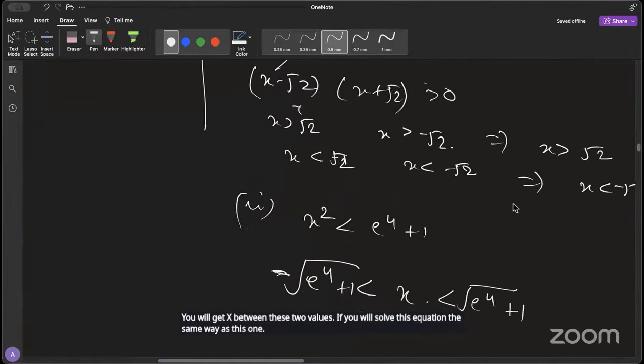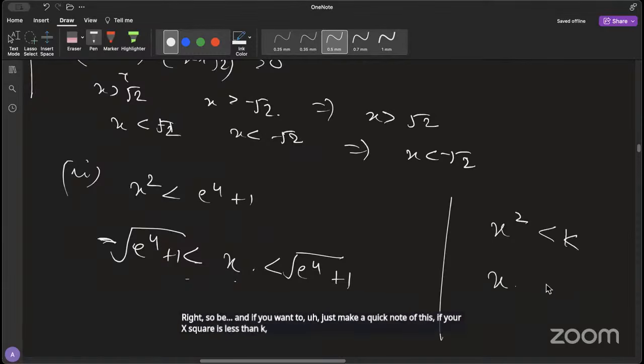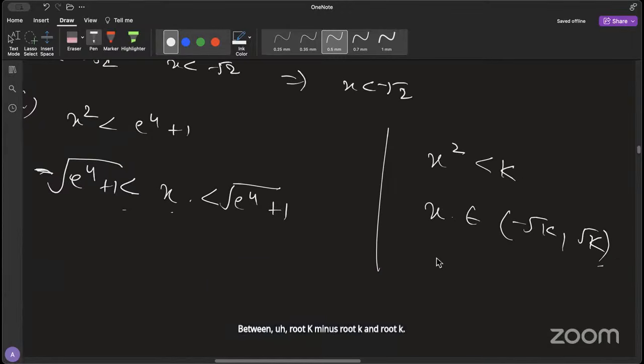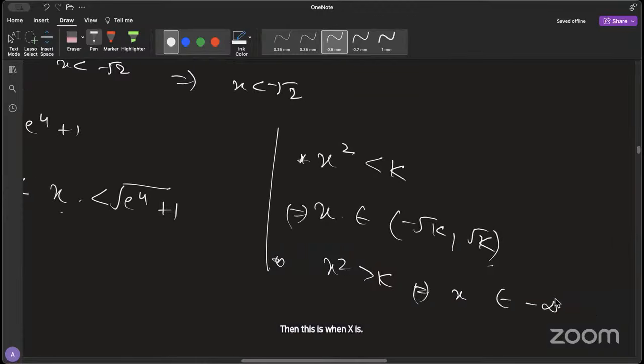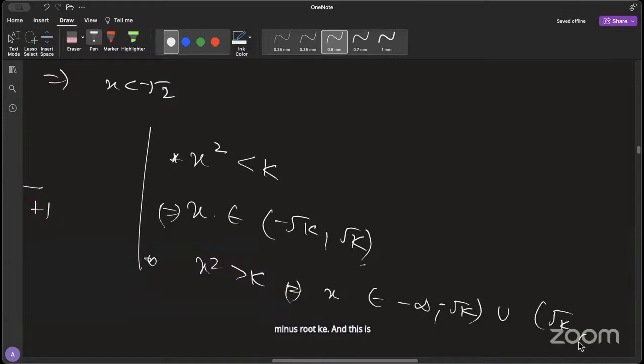Right. And if you want to make a quick note of this: if your x square is less than k, then your x is between minus root k and root k. And if your x square is greater than k, then x is from minus infinity to minus root k, and this is root k to infinity.